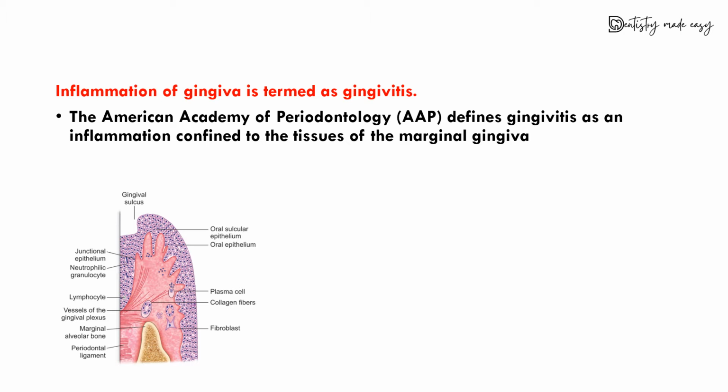What do you mean by gingivitis? So gingivitis is nothing but the inflammation of gingiva. Whenever you have this suffix itis, itis means inflammation, and gingivi is gingiva. So the inflammation of gingiva is gingivitis. But now this definition is a very vague one. Because of that, the American Academy of Periodontology defined gingivitis as the inflammation which is confined to the tissues of marginal gingiva.